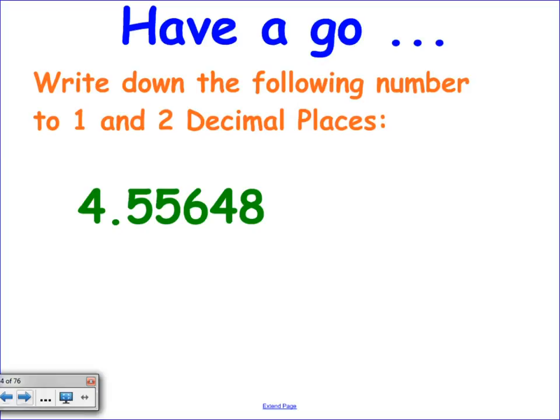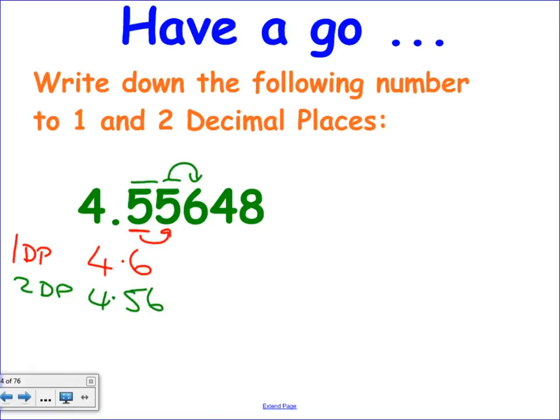Write down the following number to 1 and 2 decimal places. 1 decimal place. The 5, the first 5, yeah. And what dictates what I do next? 5. The next one along. And so what's that telling me to do? Go up. So to 1 decimal place it's good. Sometimes called DP, decimal place. So to 2 decimal places then, what am I interested in? The 5 and the 5. What dictates whether I stick or twist? The 6. So it becomes to 2 decimal places 4.56. Good.